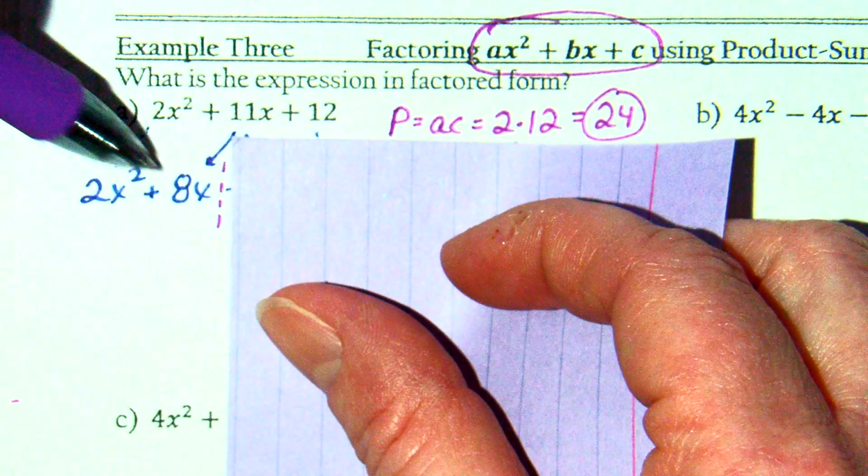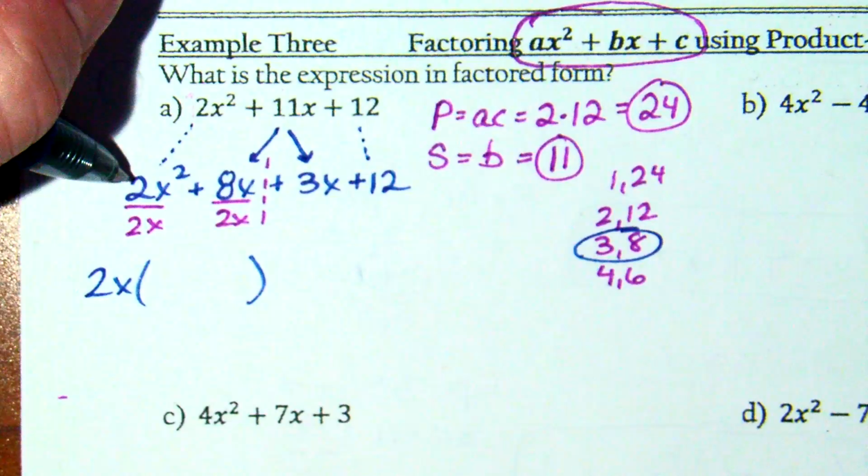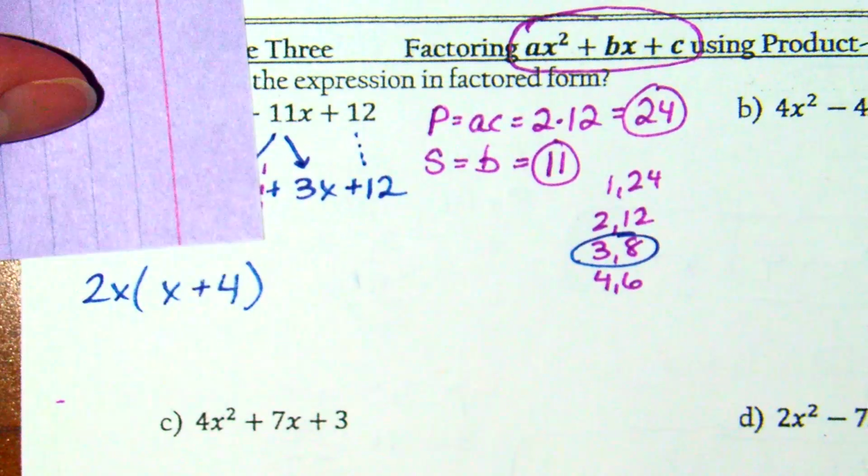Now, I'm showing the division there. You don't necessarily have to. But I'm going to factor out 2x. 2x squared divided by 2x is x, plus 8x divided by 2x is plus 4. Okay, now repeat the process.